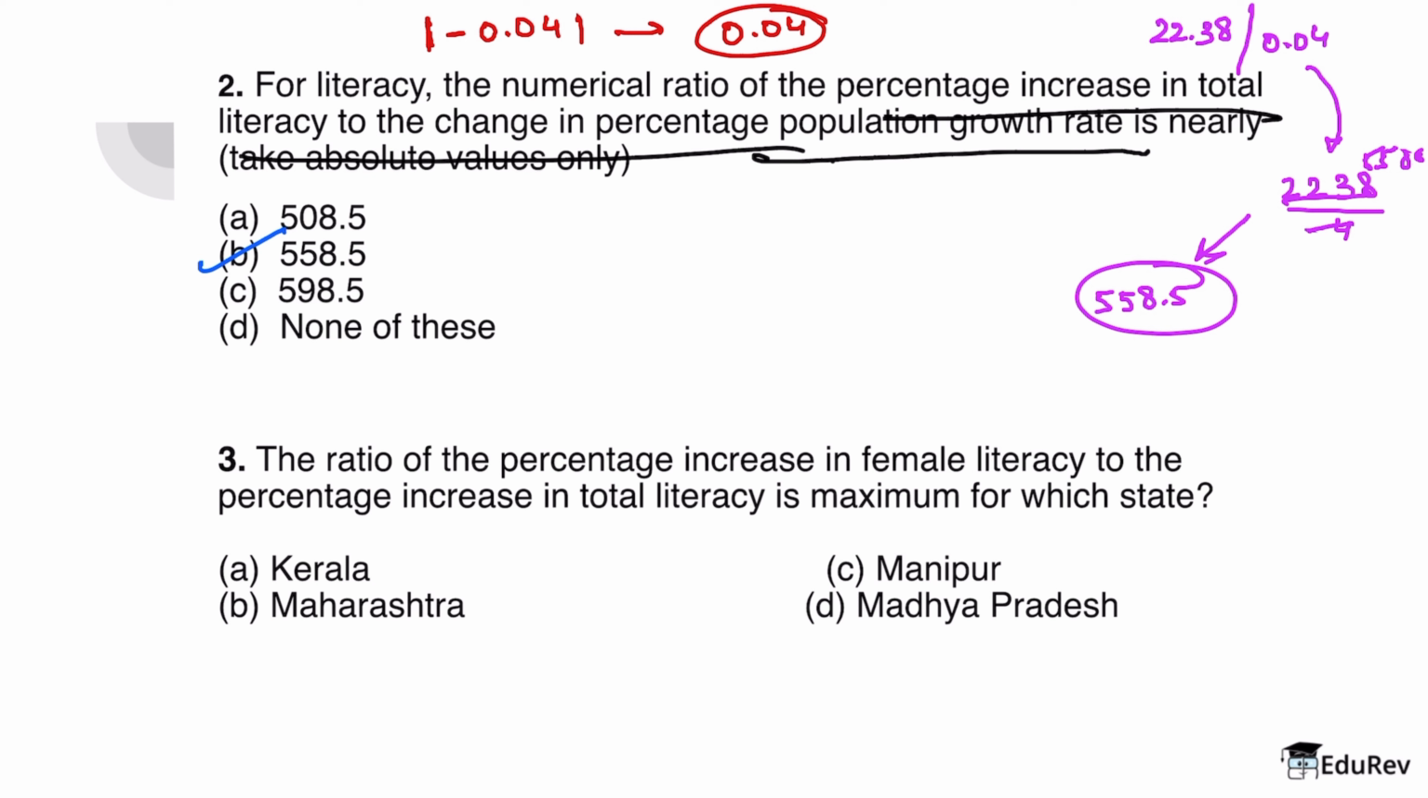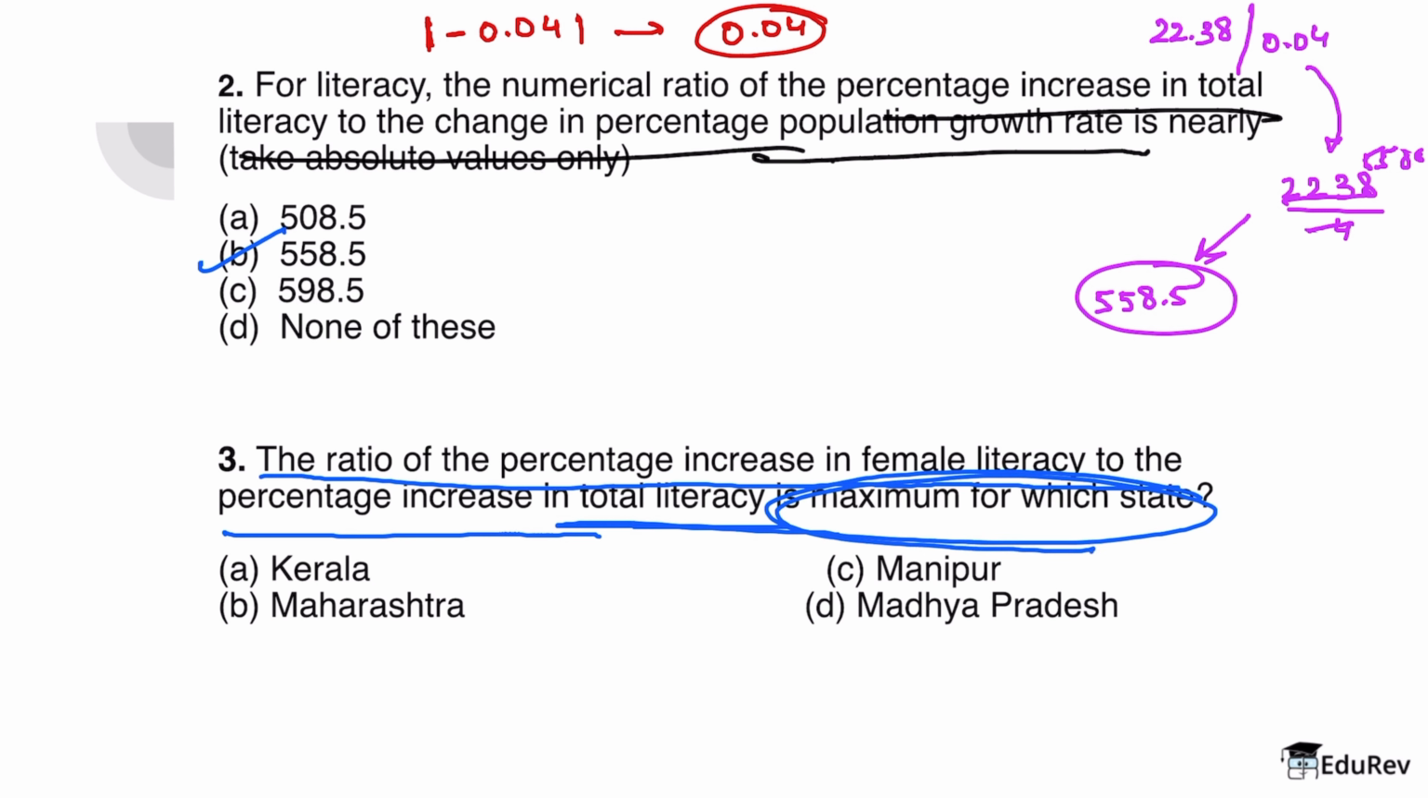What does the next question say? Okay, next question says the ratio of percentage increase in female literacy to the percentage increase in total literacy is maximum for which state? Okay, so here what we need to do is we basically need to check only those states where your female literacy has grown by more than your total literacy. Okay, so if we are going to check these states, what are these states?